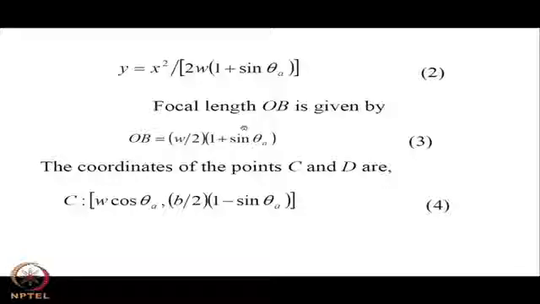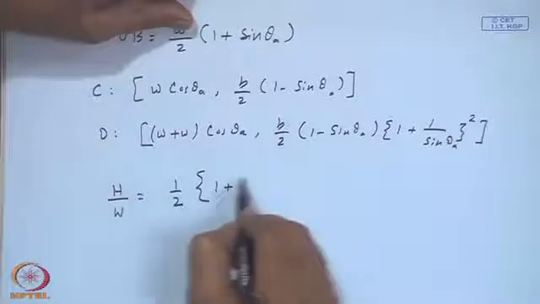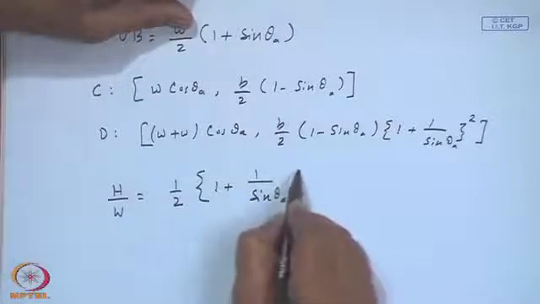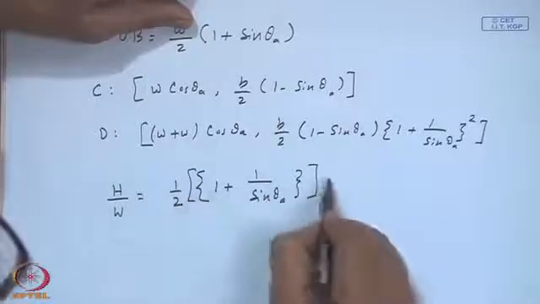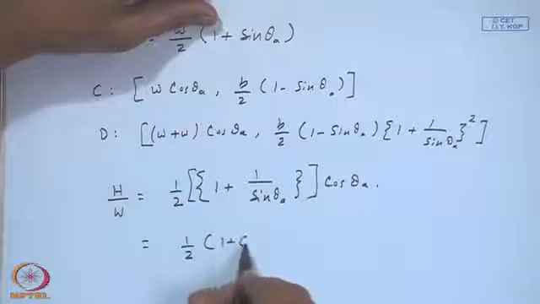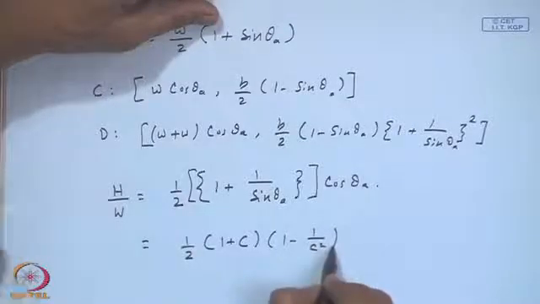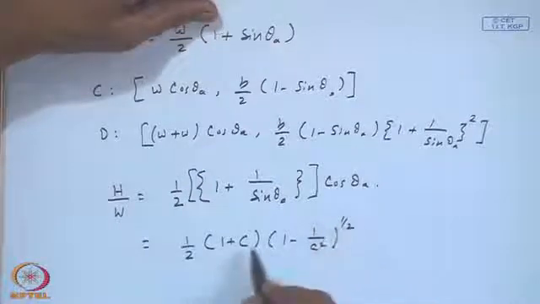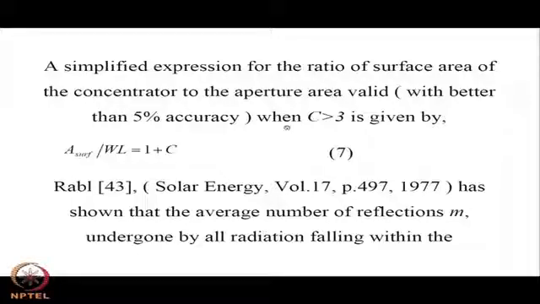It looks like I, but it is h. h upon w is half times 1 plus 1 upon sin theta aperture times cos theta A, which is nothing but 1 by 2 times 1 plus C times 1 minus 1 by C squared, to the power 1/2. So, that C should be the concentration ratio, which we normally refer to as CR, but nevertheless there is no confusion as far as this is concerned.